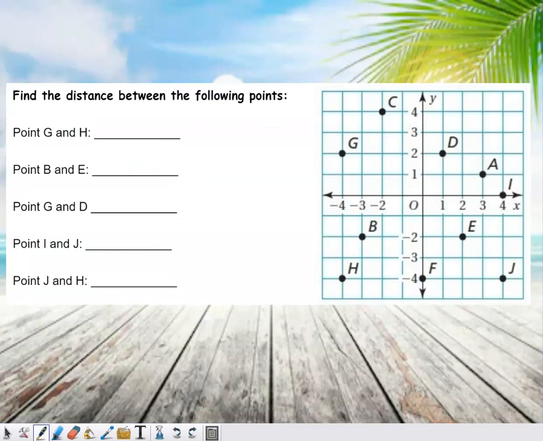There are 1, 2, 3, 4, 5 different points that you need to find the distance between. So make sure you find the distance between those. Please pause the video now, solve these, and when you come back, I will give you the answers. So pause the video now.